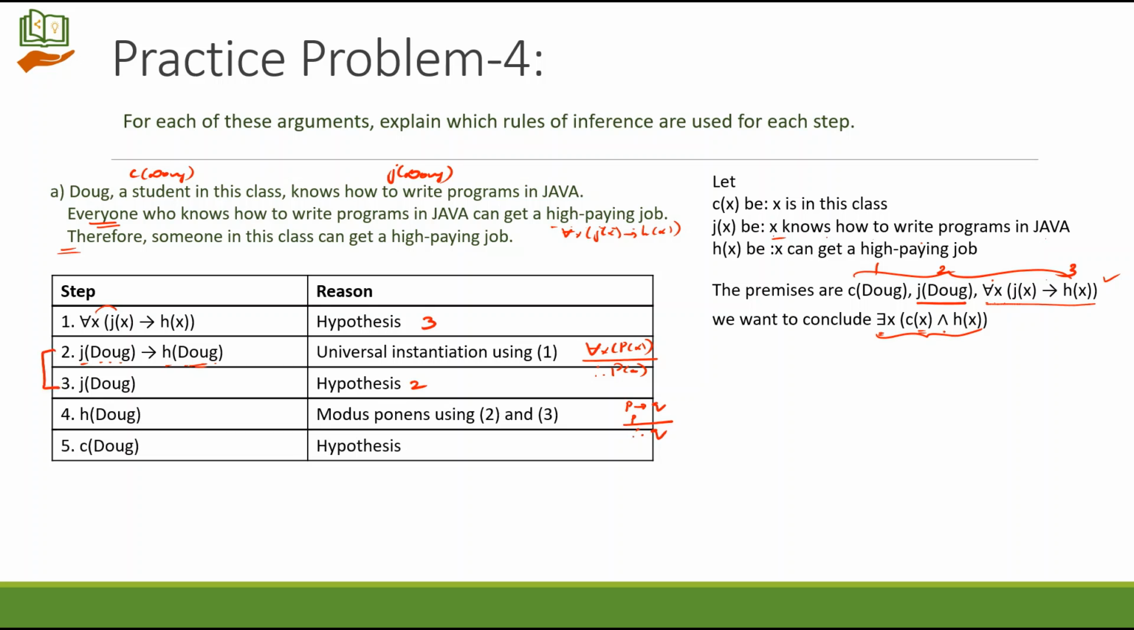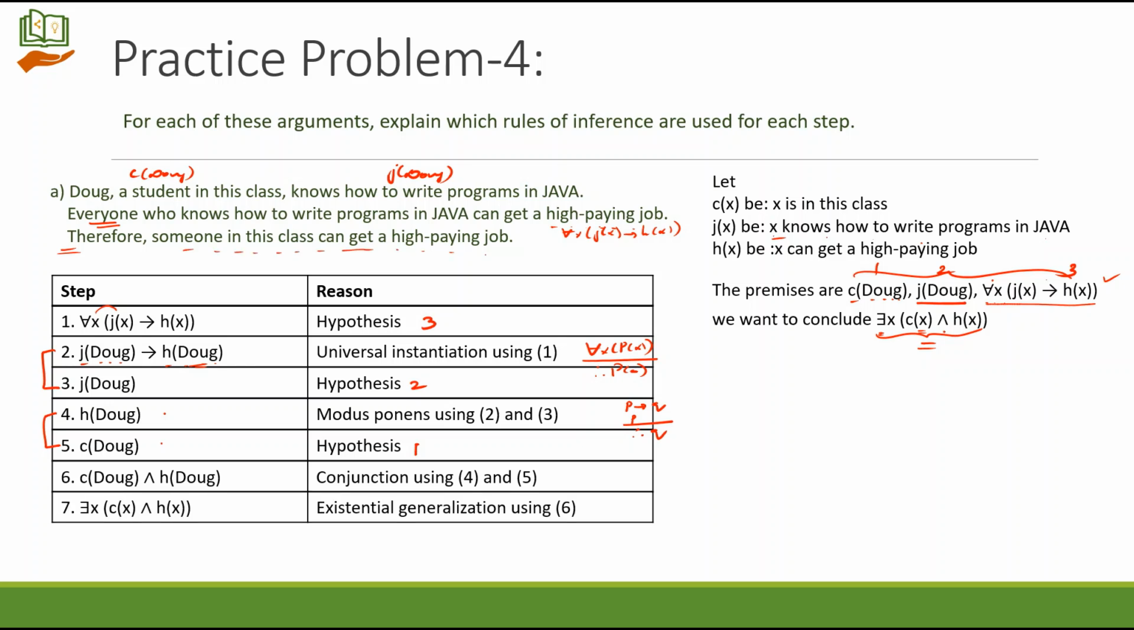From this we can say H of dog. Now we have another premise here, C of dog. We can combine them using the conjunction operation to bring it to this form. Using the conjunction rule in step 4 and step 5, we can make this C of Doug and H of Doug. It means Doug is in this class and Doug has got a high paying job.